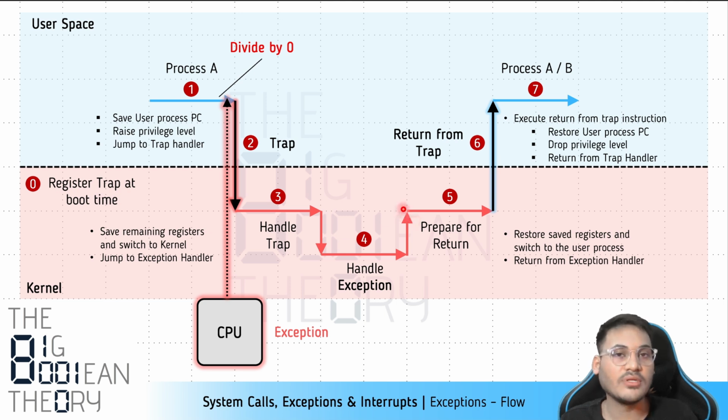Once we have prepared for the return, now we are ready for return. Here we execute the return from trap instruction. Again, we do the exact opposite of the steps that we did while entering the kernel. Now we are leaving the kernel. Here we were jumping to the trap handler from the user process. Now we'll be returning from the trap handler to the user process. We'll drop the privilege level and we'll restore the user process program counter, so that finally we resume execution from the process, right? It could be process A or process B. So this is how the detailed flow of exceptions looks like.